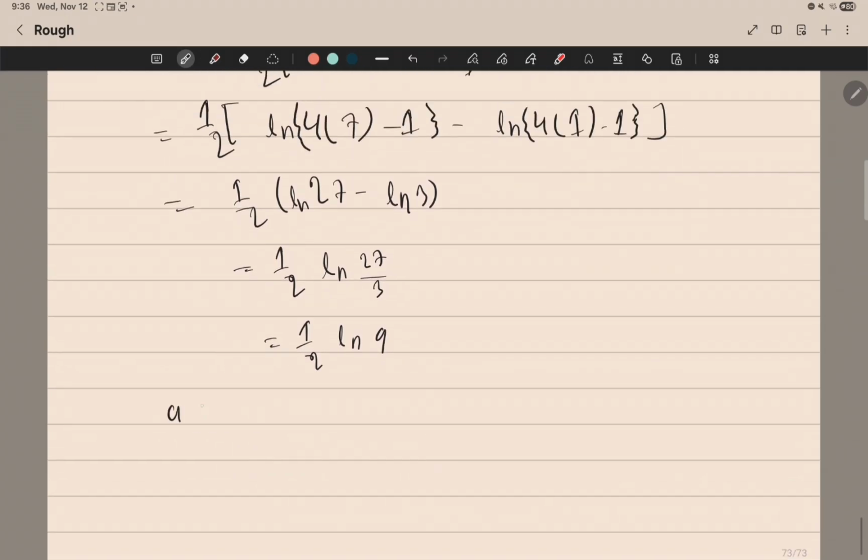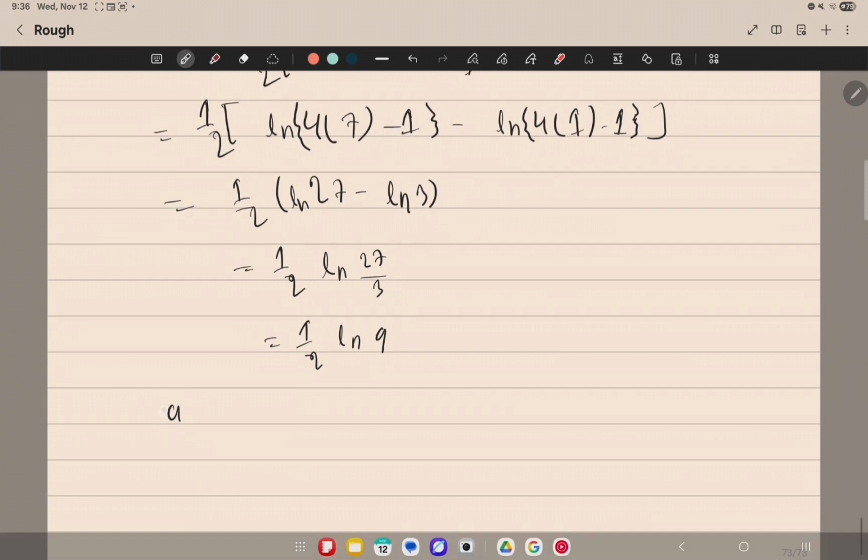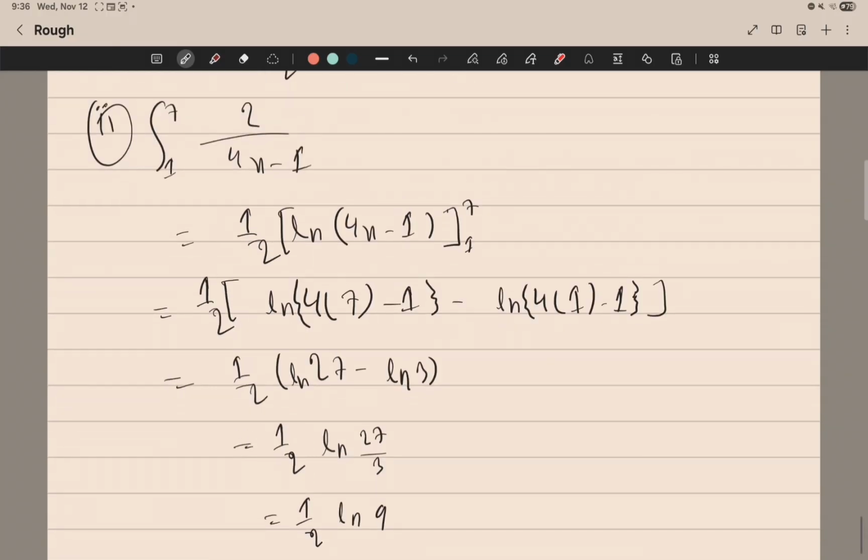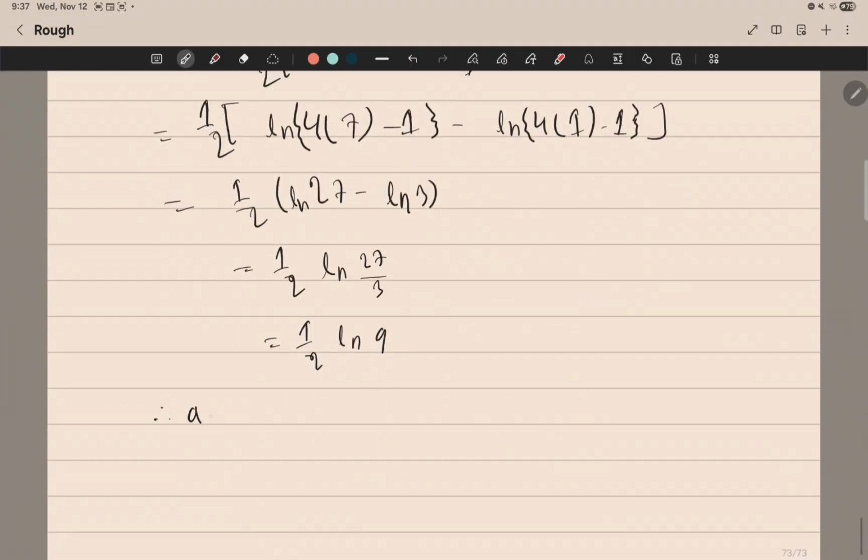Anyways, the question was not only to integrate this, the whole question goes like this. Hence, find this equation, expressing your answer in the form ln a where a is an integer. So I guess it's better to give the value that a is 9. It's coming half ln 9. The question states to give the answer in this way.